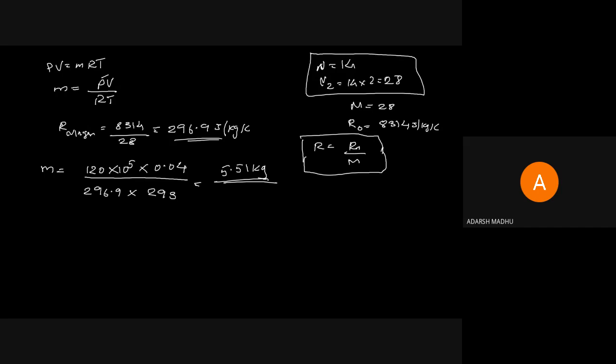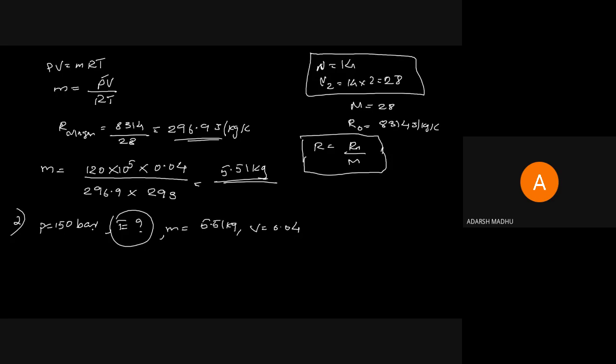Okay. This is the first question. What is the second question? At what temperature must a fusible plug melt in order to limit the pressure of a flask to a maximum of 150 bar? So here the pressure is 150 bar, and you want to know the temperature. And the mass is the mass of nitrogen we found, 5.51 kilogram, and volume is 0.04 itself. The constant volume is the volume of the tank, so it does not change. You must find the temperature.